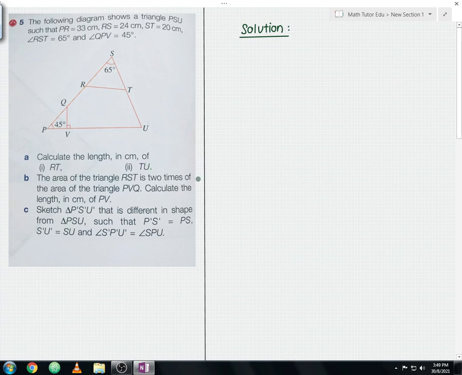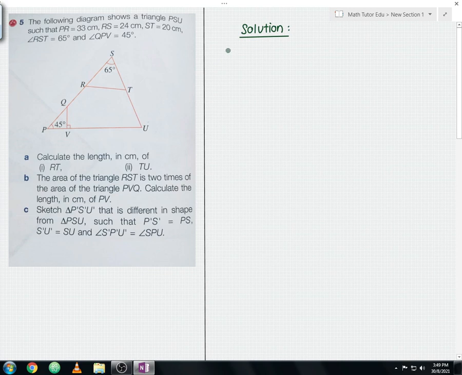Okay, continue to read the question part B. The area of the triangle RST is 2 times the area of the triangle PVQ. Calculate the length in centimeter of PV. For the question part C, sketch triangle P prime S prime U prime that is different in shape from triangle PSU such that P prime S prime is equal to PS, S prime U prime is equal to SU, and angle S prime P prime U prime is equal to angle SPU.